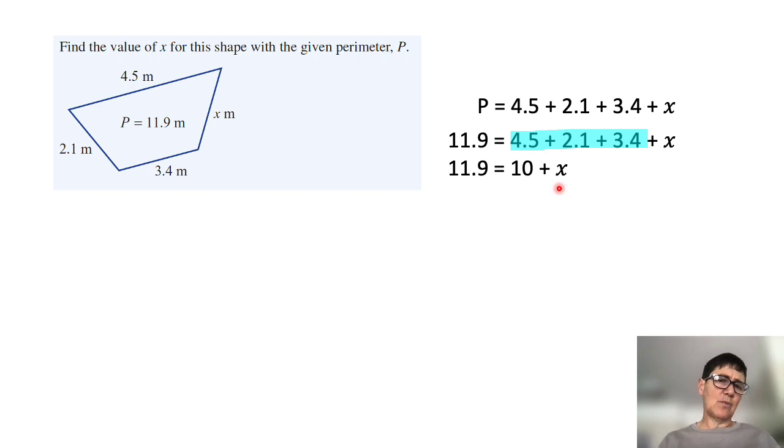Alright, I want to get x all by itself. So I'm going to remember what I did with equations way back in maybe year 8, year 9. I'm going to take away 10, take away 10. So I'll take it from this side, I'll take it from that side, and that'll just leave me x is equal to 1.9, because 11.9 take away 10 is 1.9.